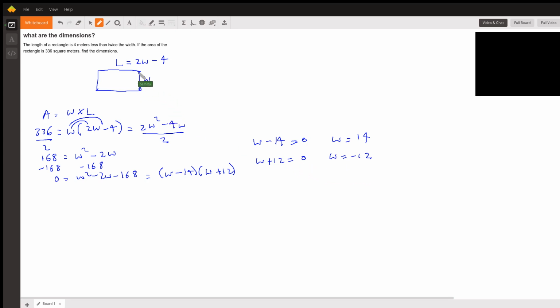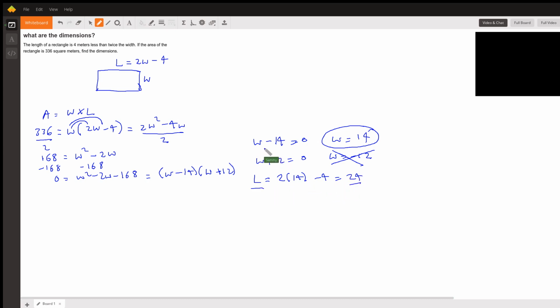Now, you can't have any negative dimensions here, so the minus 12 is not going to be an answer. So this right here is going to be the width, 14. And then to find the length, we just plug this width back into here. So length is equal to 2w minus 4, so it'd be L equals 2 times 14 minus 4. 2 times 14 is 28, minus 4 is 24. So the length is equal to 24.